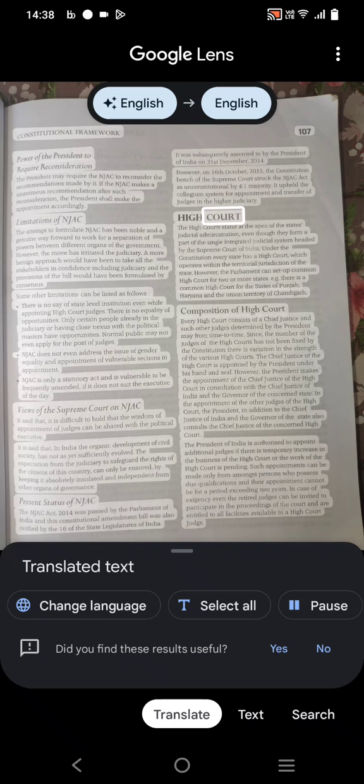High Court. The High Courts stand at the apex of the state's judicial administration, even though they form a part of the single integrated judicial system headed by the Supreme Court of India. Under the Constitution, every state has a high court, which operates within the territorial jurisdiction of the state. However, the Parliament can set up a common high court for 2 or more states, e.g., there is a common high court for the states of Punjab, Haryana and the Union Territory of Chandigarh.